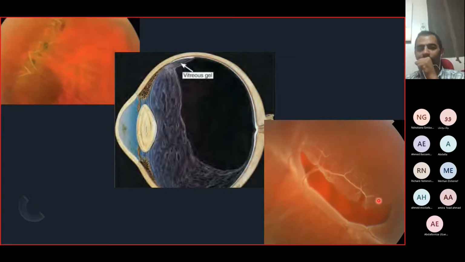Usually we know that the strong adhesion of the vitreous is to the posterior edge of the lattice, and we frequently find that the lattice is present on the edge of the flap tear.